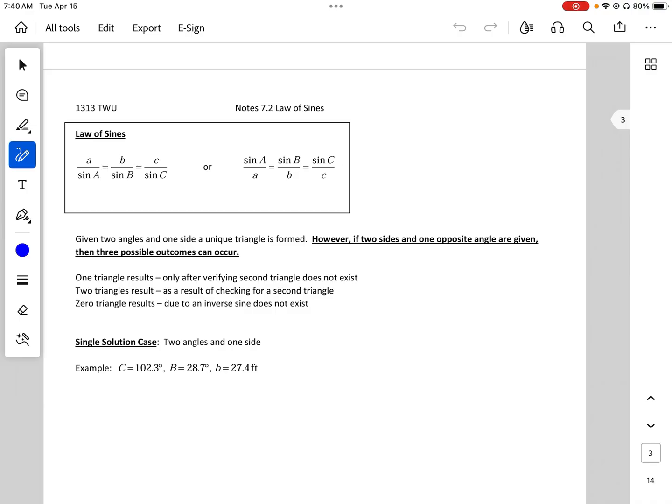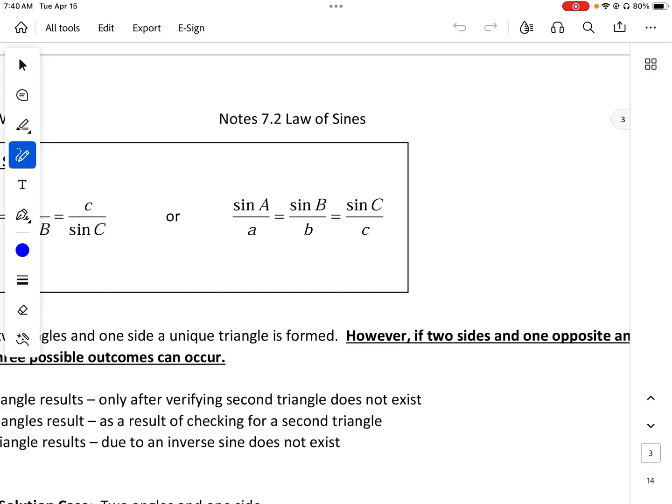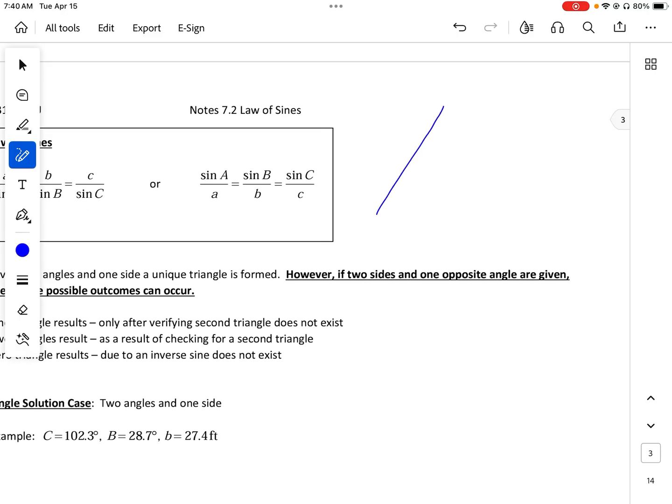We are going to continue with triangles, and this time we are going to look at the law of sines. The law of sines is going to help us with angles and sides that we don't have, that are unknown.